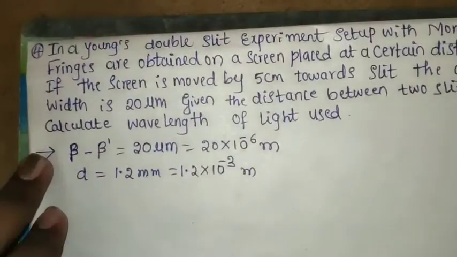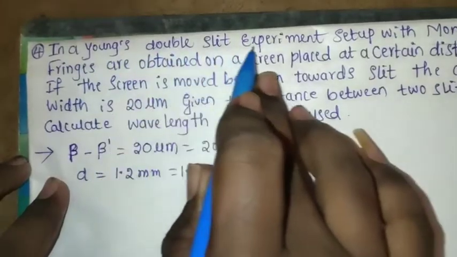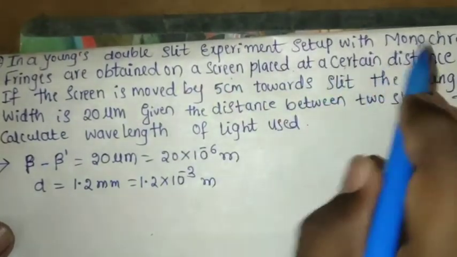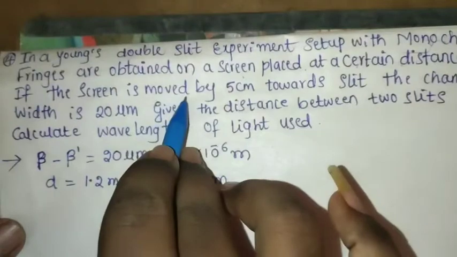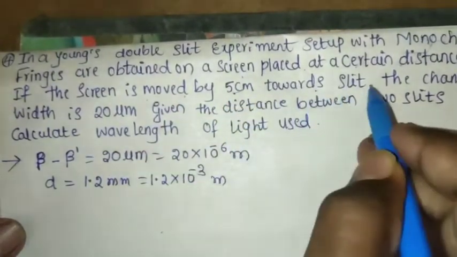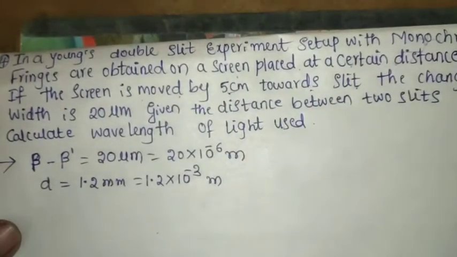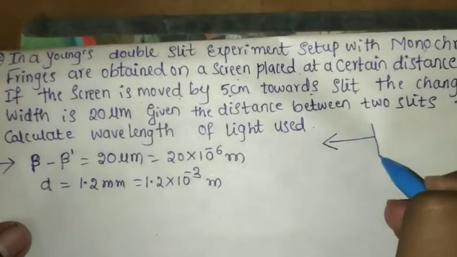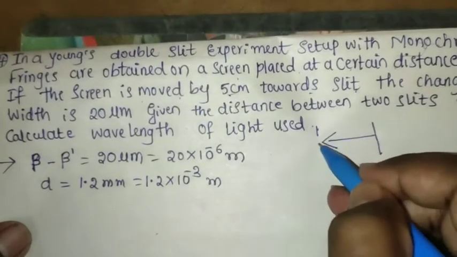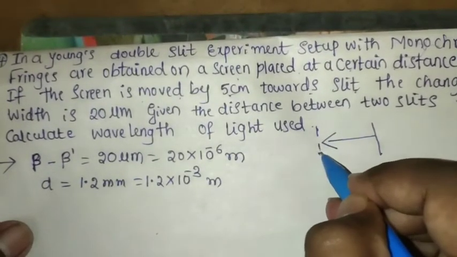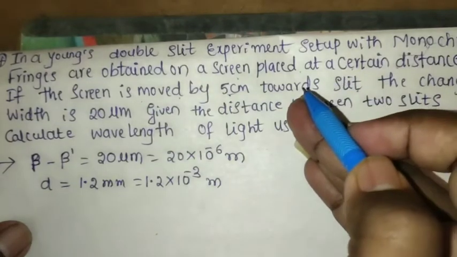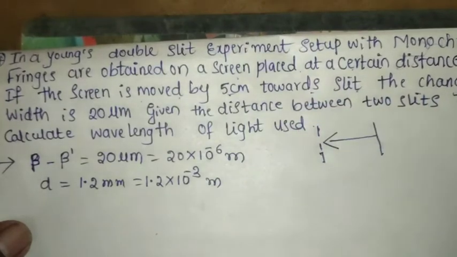Okay students, the next problem: in a Young's double slit experiment set up with monochromatic light, Young's fringes are obtained on a screen placed at a certain distance from the slits. If the screen is moved by 5 cm towards the slits, see here, in this case the screen is moving towards the slits, this is the screen and these are the slits. The distance is decreasing, which means we have to take a negative sign.